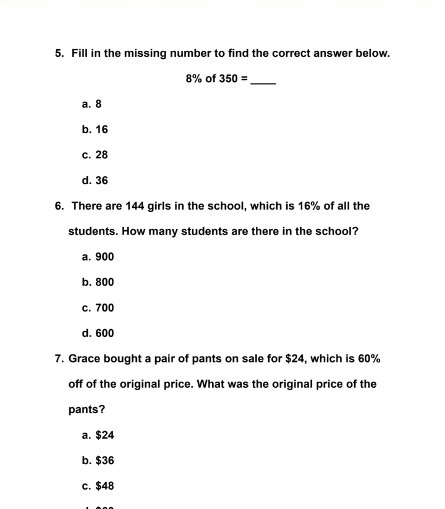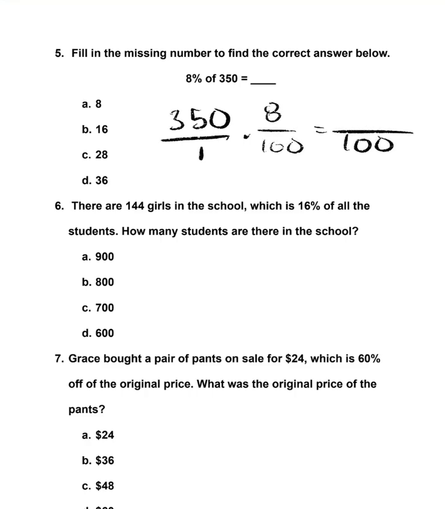Number 5. Fill in the missing number to find the correct answer below. So to find 8% of a number, 350, same thing, over 1 times 8 over 100 is equal to 100 as our denominator, and 350 times 8 as our numerator, which is 2,800, and divide to simplify to get 28.